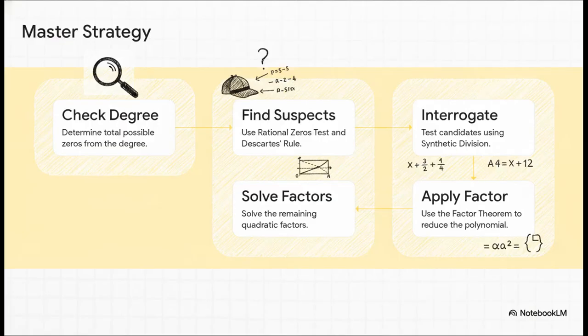Finally, phase 6, the ultimate solution strategy, closing the case. This is the master strategy. It's literally the only checklist you'll ever need to close a case, so follow this exact flow every single time. 1. Look at the degree to find your total possible zeros. 2. Use the rational zeros test and Descartes' rule to build your list of candidates. 3. Interrogate those candidates with synthetic division. 4. As soon as you find a 0, apply the factor theorem to reduce the polynomial. And 5. Once you reduce it all the way down to a quadratic equation, you just solve those remaining pieces using standard factoring or the quadratic formula. Stick to this method and trust me, no 0 can hide from you.